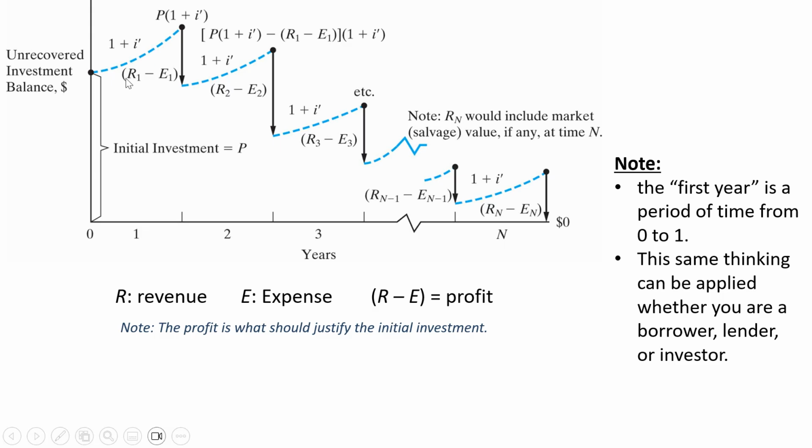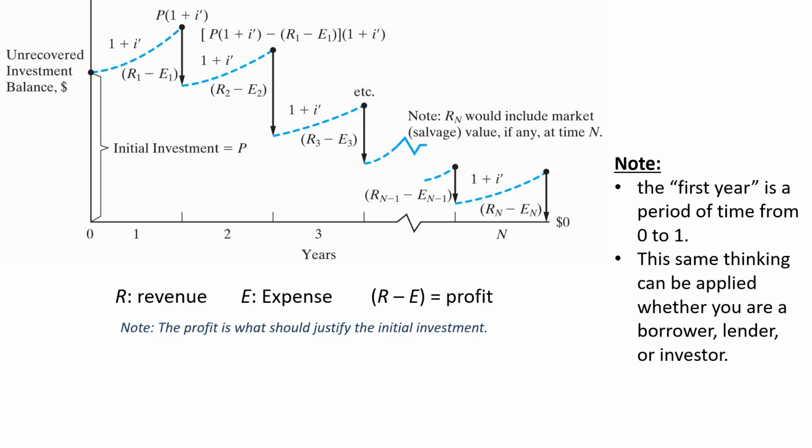So each year you see R minus E. The difference between the revenues and the expenses is the profit. So if you were buying the hot dogs for $1 and selling them for $8.50, and then you sold 1,000 hot dogs, then that would enable you to determine the difference between revenue and expenses, and that is how you buy down the unrecovered investment balance.